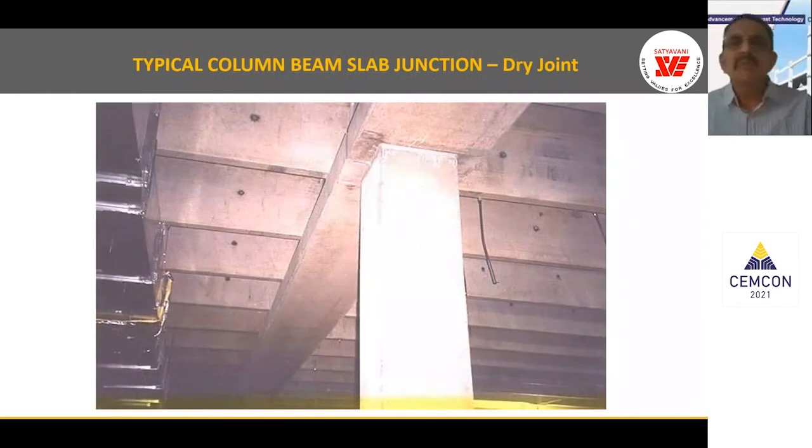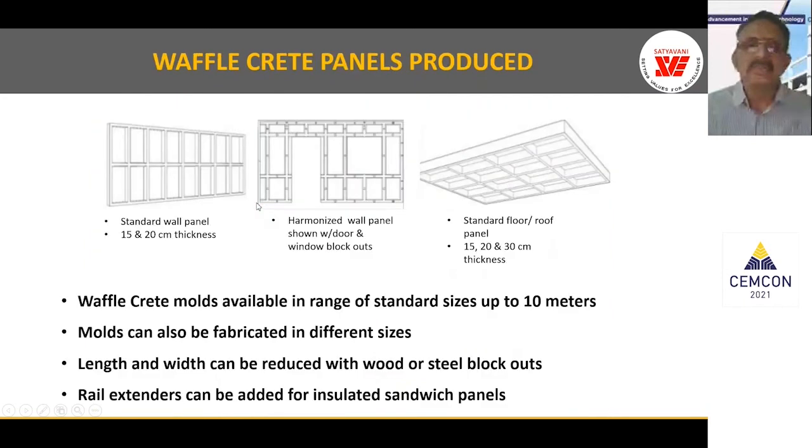And we can also have typical column-beam junctions like this. This is a dry joint with a welded joint between the beams and column, and beams and double Ts. You can see the steel plates that are there in this picture.